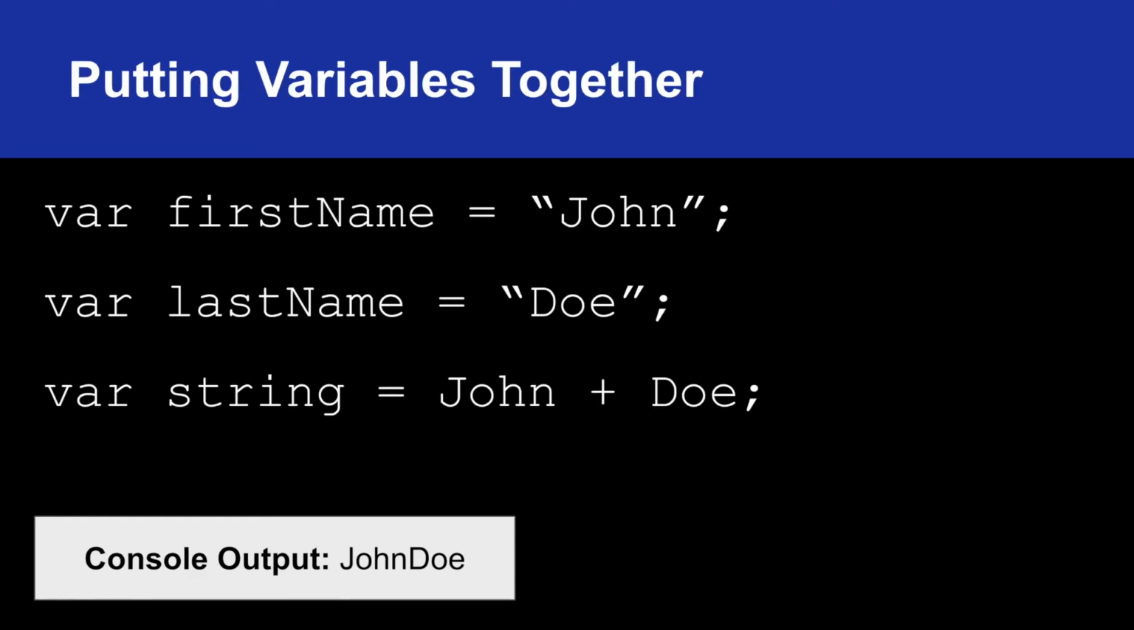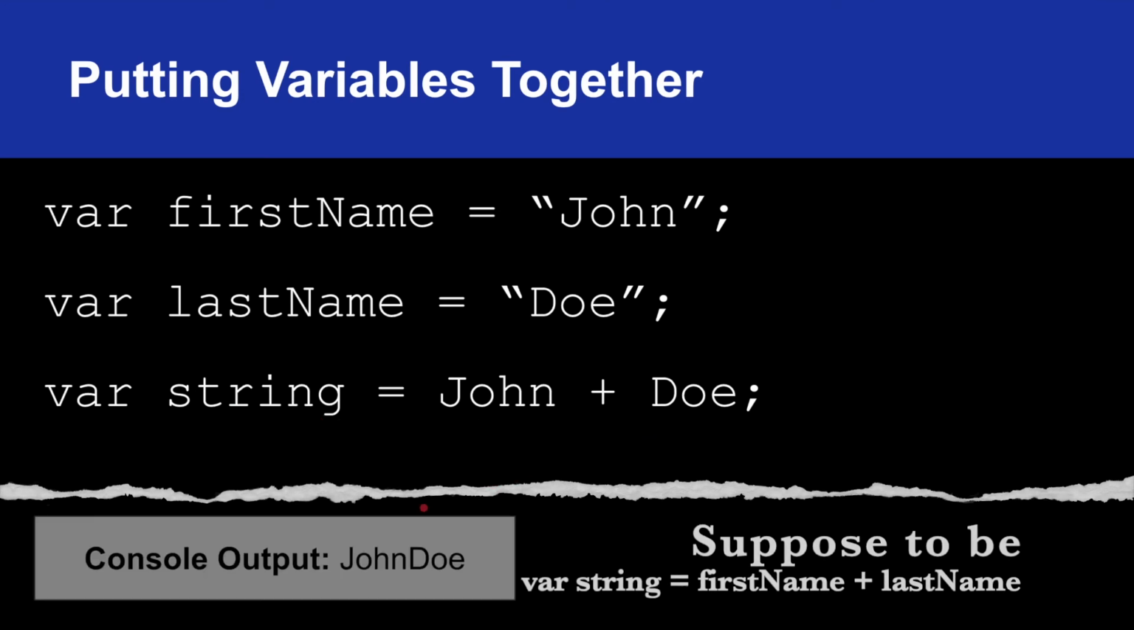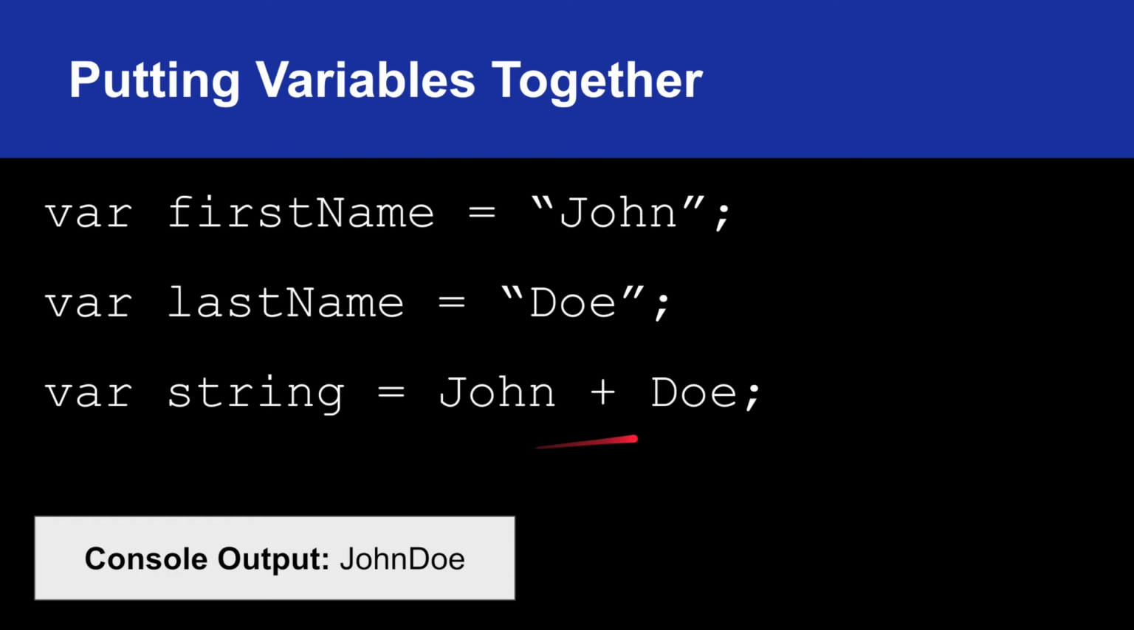So, putting variables together. Here are the variables. You assign a variable with the keyword var. We have a variable firstName equal to John, and lastName equal to Doe. When we do var string equal to John plus Doe, we get, not John plus Doe, this is supposed to be first name plus last name, we got JohnDoe.